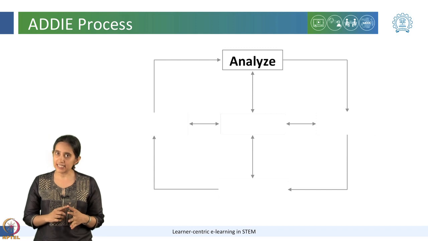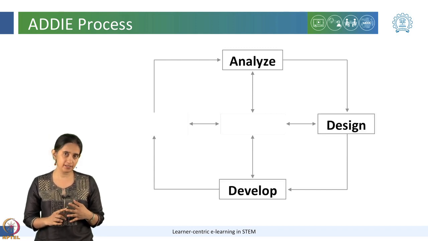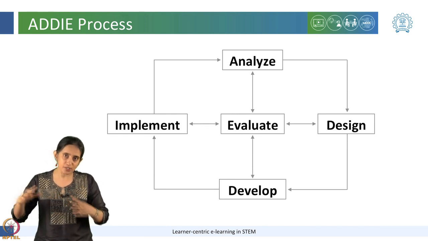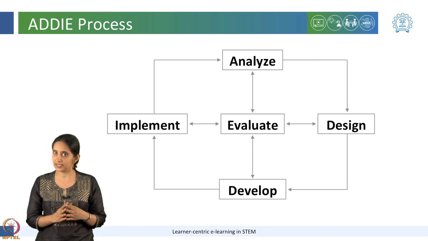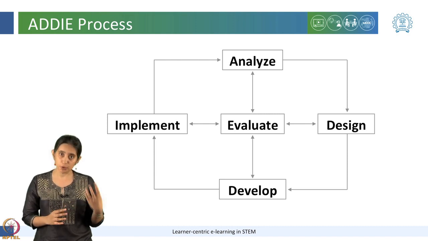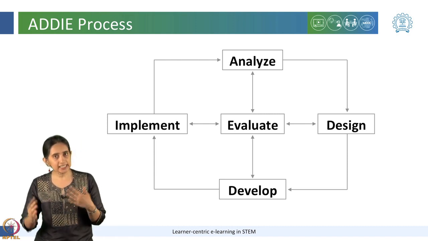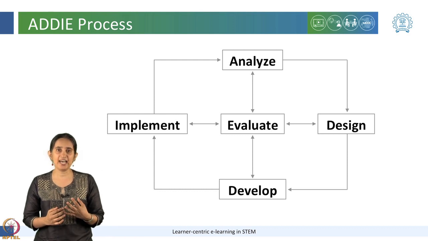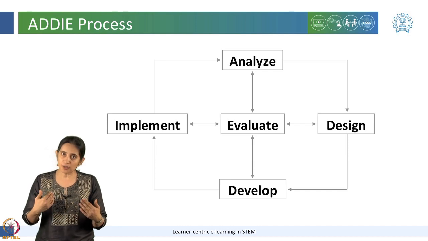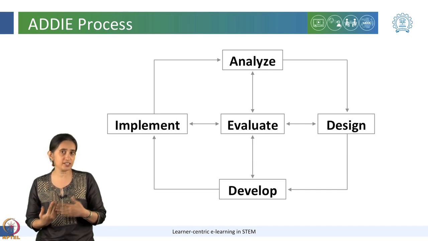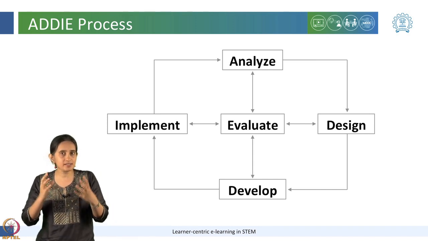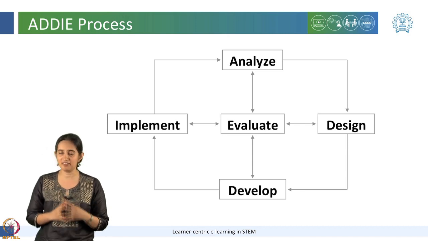ADDIE stands for Analysis, Design, Development, Implement, Evaluate. So ADDIE is really more of a process that helps us in designing effective e-learning. If you look at the ADDIE process diagram, you will see that it's cyclical, it's iterative, and while there seems to be a guiding sequence, it's possible, and in fact it's recommended, to go back and forth occasionally between the various phases. And there is one phase which is sitting in the center of the entire diagram. This is the evaluate phase.